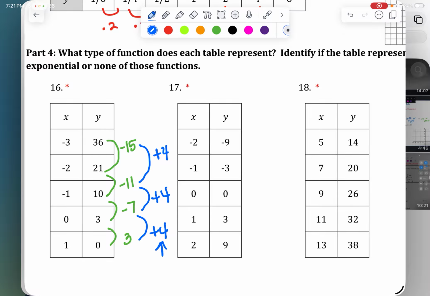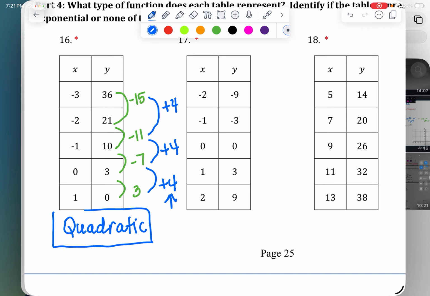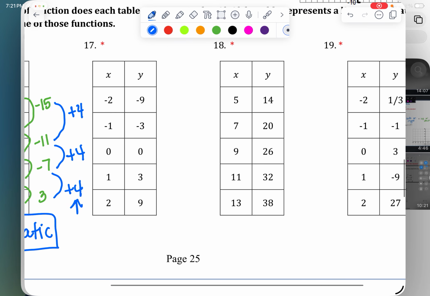Okay, so then let's take these two and see if we get the same thing. Negative 3 over negative 9 is a third. They don't match, so it's not linear, it's not quadratic, it's not exponential, so this is none. Okay, let's go to the next one.